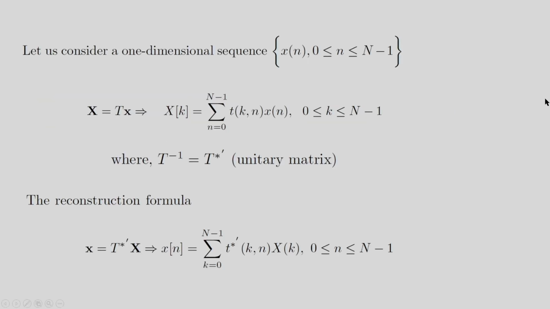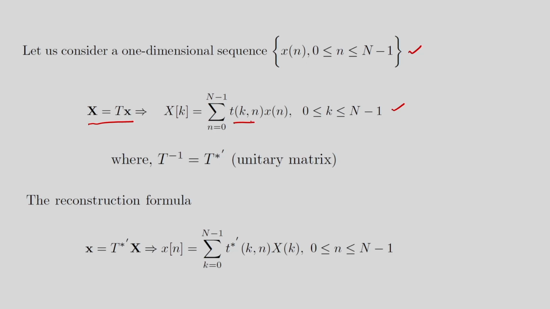Now let us consider a one dimensional sequence. The one dimensional sequence is xn, where n is from 0 to n minus 1. Now I am doing some transformation, X is equal to Tx. This small x is the input data, and the capital X is equal to Tx, where T is the transformation matrix. So I can write like this: Xk is equal to Tkn.